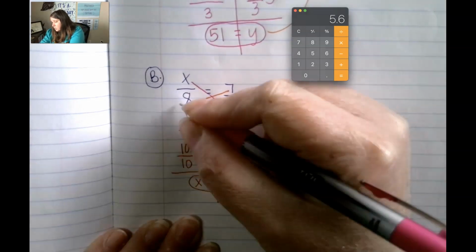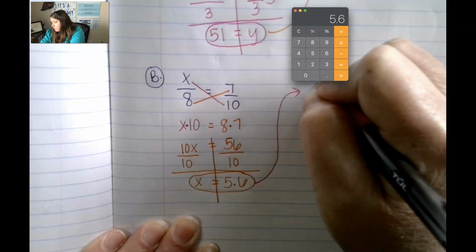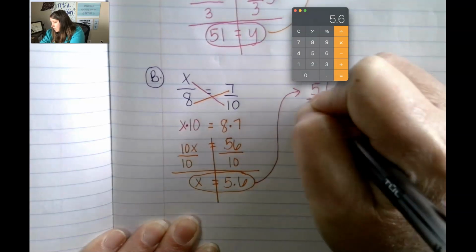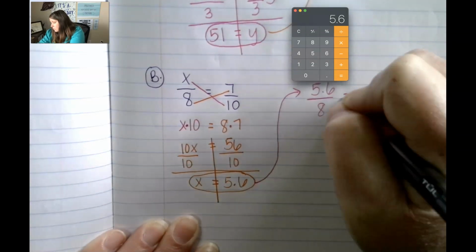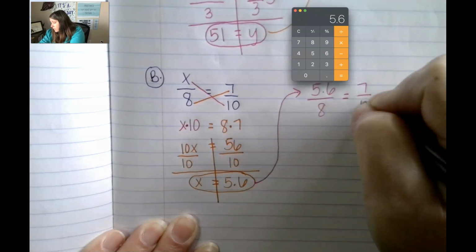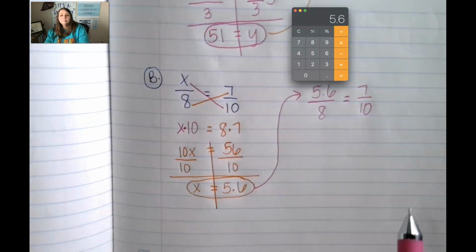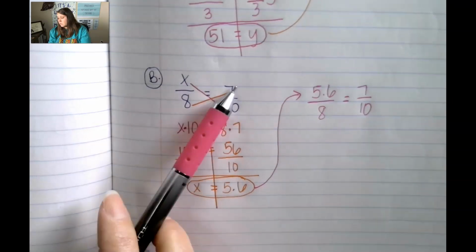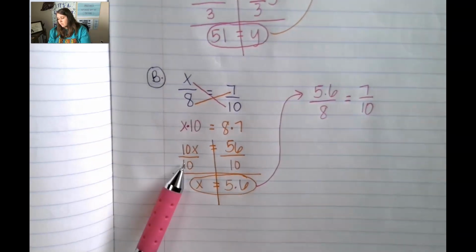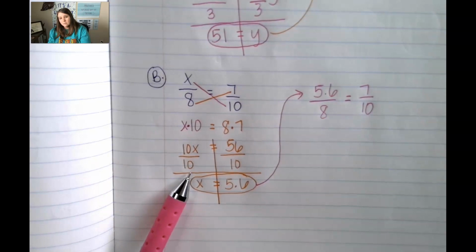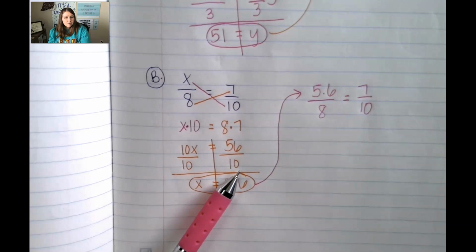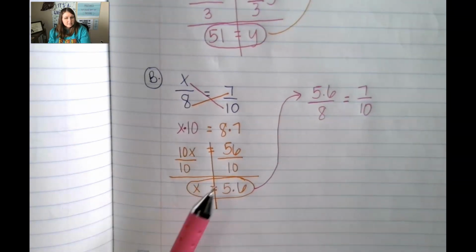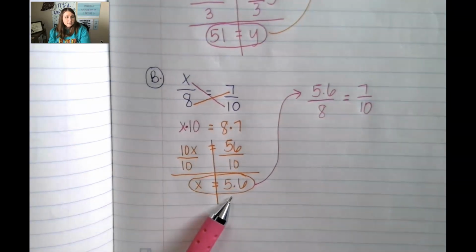Okay, now we're ready to put our ratio in. So our two ratios are 5.6 over 8 is equivalent to 7 over 10. So again, I started by just cross multiplying. I had to get rid of the numbers over here. I did that with division, the opposite operation. What I do to one side, I do to the other. Got to keep them balanced. And then I solve for x.